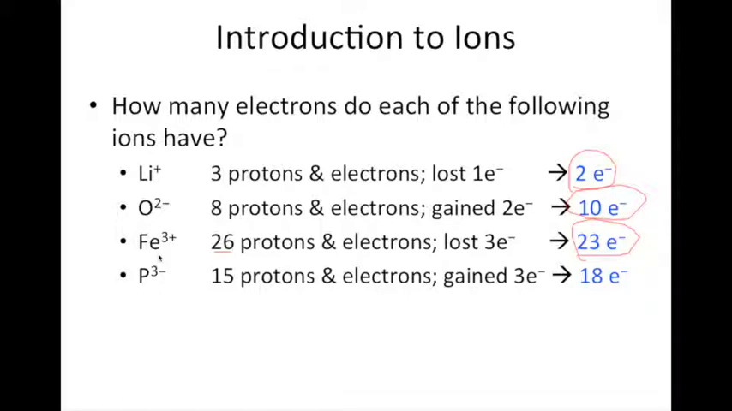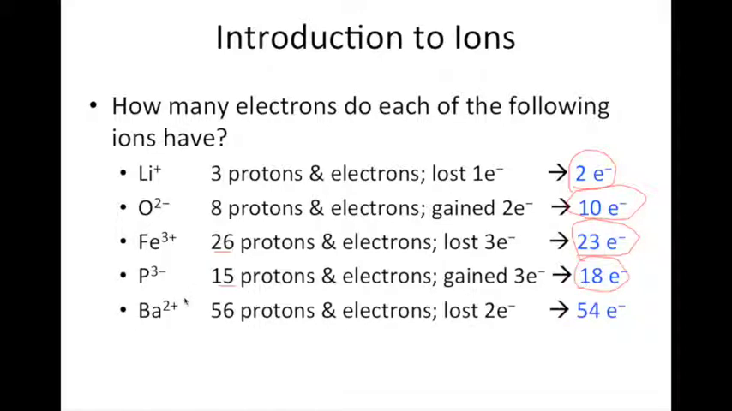Phosphorus 3-, the neutral phosphorus atom has 15 protons and 15 electrons. This phosphorus atom has gained 3 electrons. So if we started with 15 electrons and gained 3, that would tell us that this phosphorus anion has 18 electrons. And barium, barium 2+.